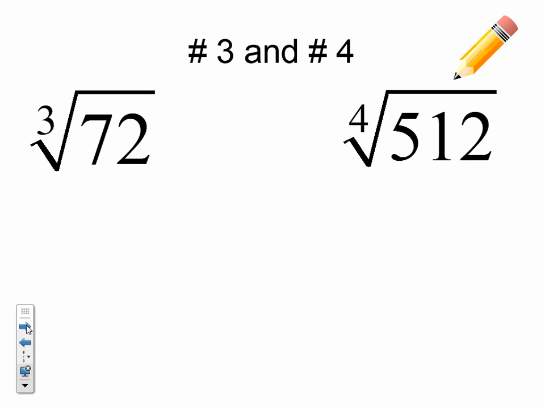Okay, let's look at 3 and 4 here that go in your foldable. What about the cube root of 72?